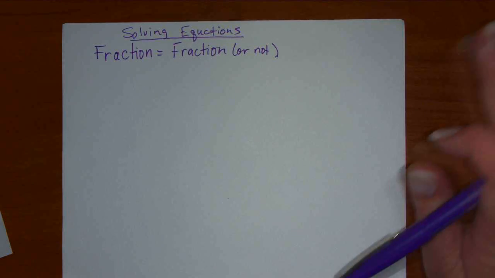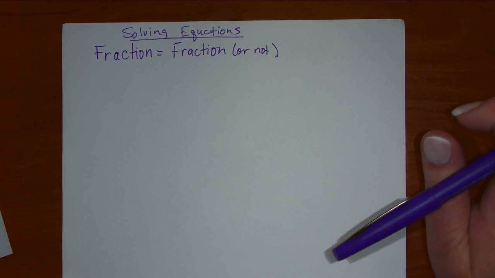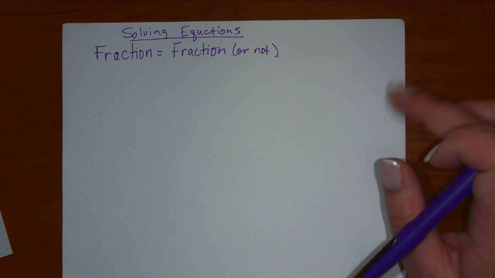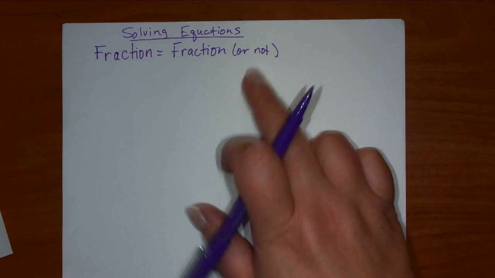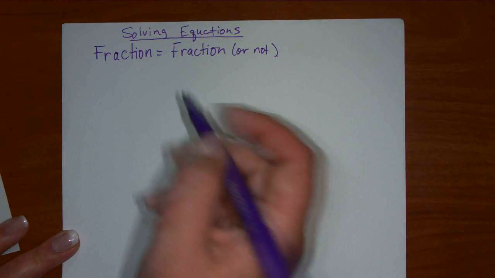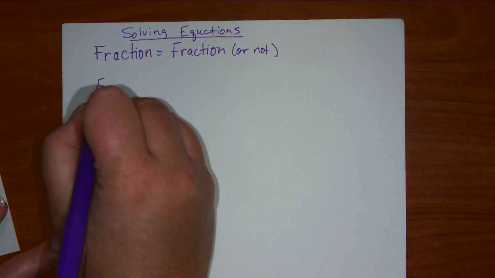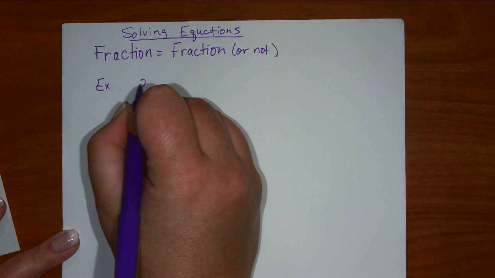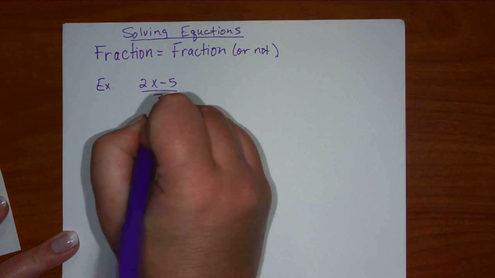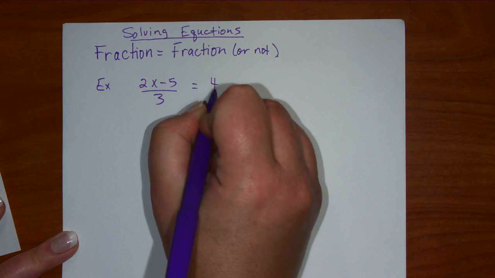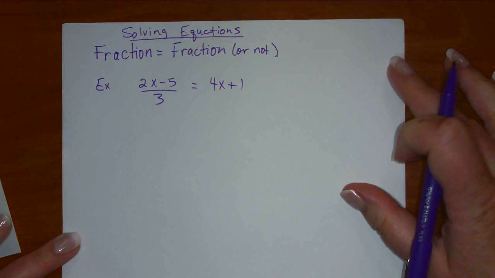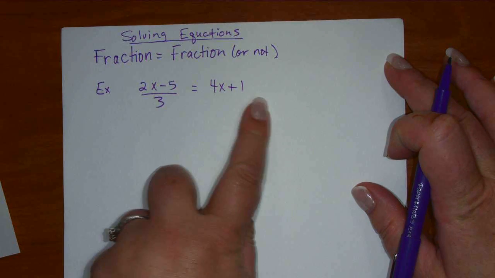We'll do a couple examples of the types we've done so far. The first was fraction equals fraction, or not. I'll show you what I mean by "or not", so we're just lumping this together. Example 1: (2x minus 5) over 3 is equal to 4x plus 1. This is the "or not": fraction equals something.